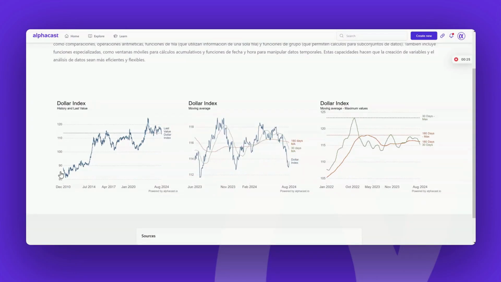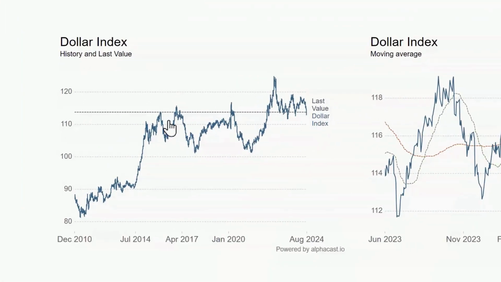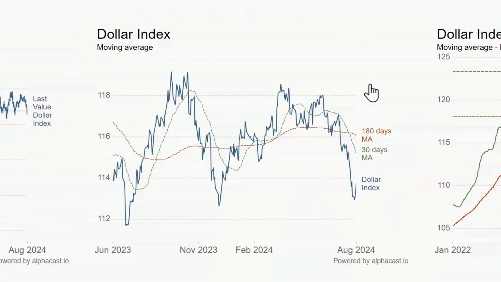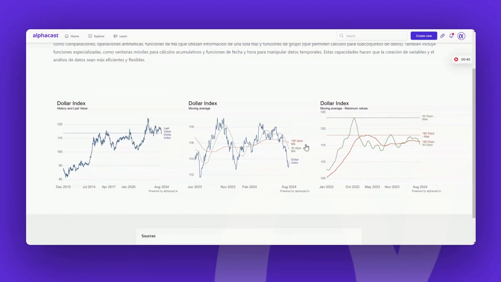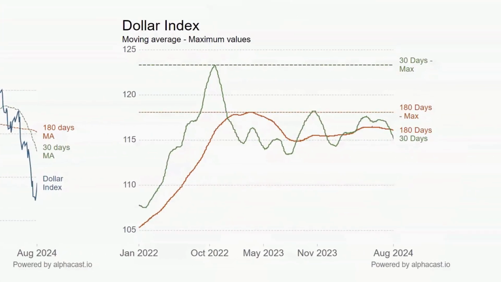On the chart on the left, you can see the dollar index and a line marking its most recent value. In the middle chart, we're visualizing the dollar index together with two moving averages, one for a 30-day window and the other for 180 days. Finally, in the last chart, we calculate the maximum values of both moving averages.